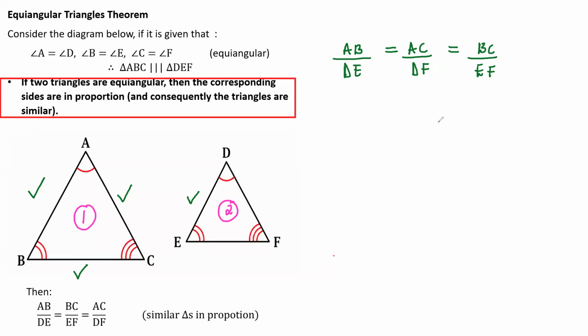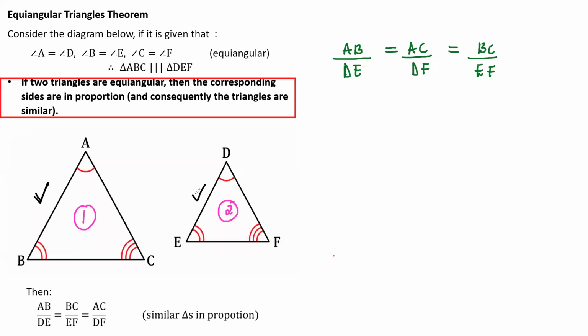The triangles are equiangular, meaning the sides are in proportion, and the triangles are similar. If I start off with triangle number 1, the sides are in proportion. Work with me again: AB over DE. I need you to start in triangle number 1.